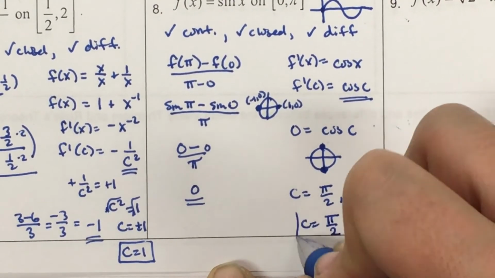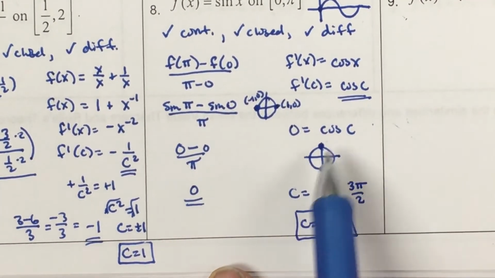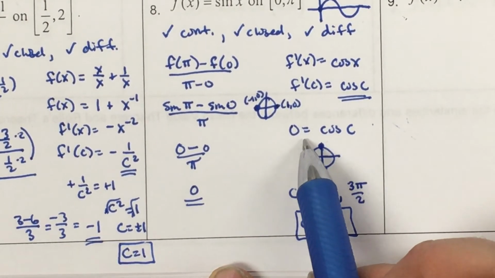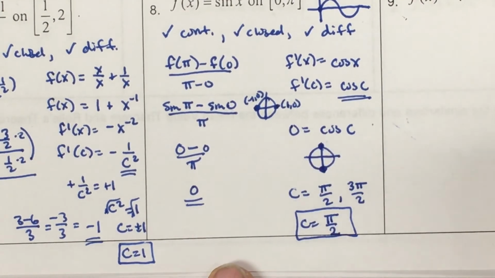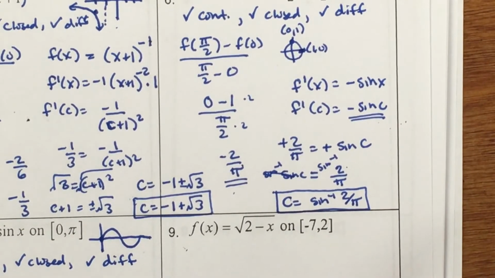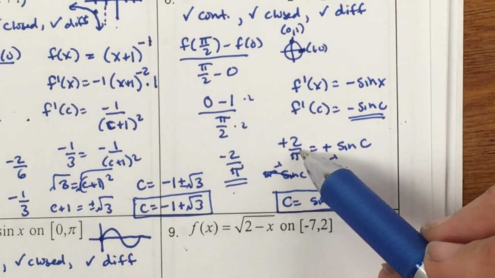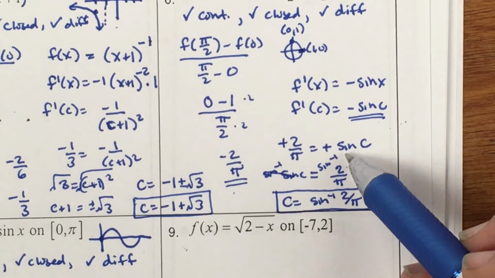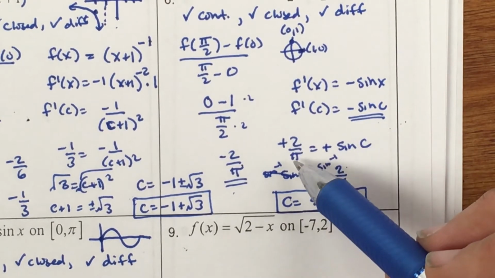Let me talk real quick about why this one worked nicely like that and number 6 didn't. So 0 is on our unit circle for cosine. When we go back and look at number 6, 2 over pi, there's no pretty angle on our unit circle where the sine of that angle is equal to 2 over pi.